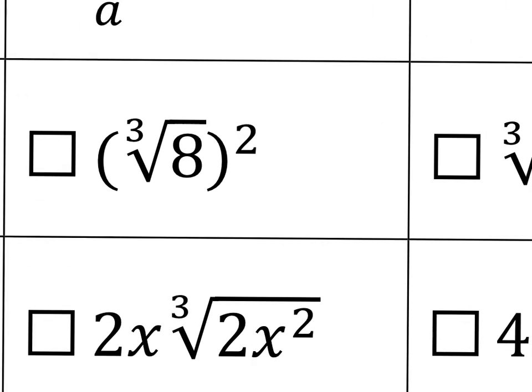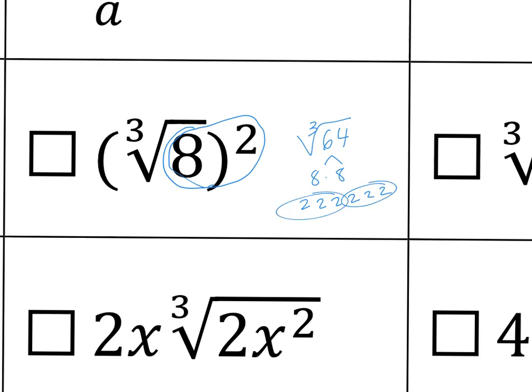Well, let's take a look at this. I claim that this is the first one in disguise. What is this number here? 8 squared. That's just the cubed root of 64. And remember, we already solved this problem. It's 8 times 8. I end up getting a bunch of 2's. We did that in the very first problem. So this does reduce to 4, so I am going to check this box.